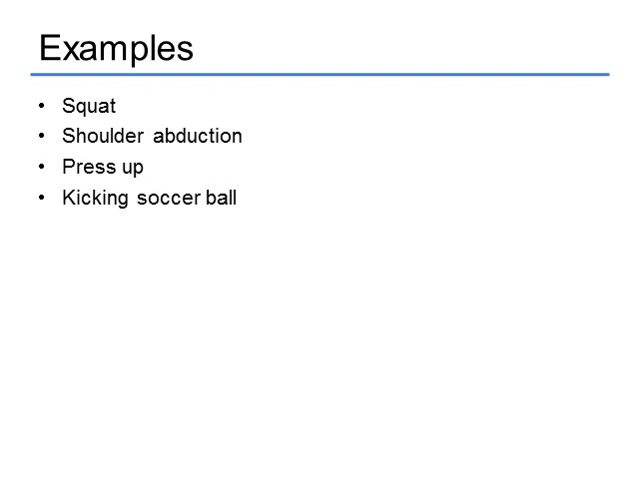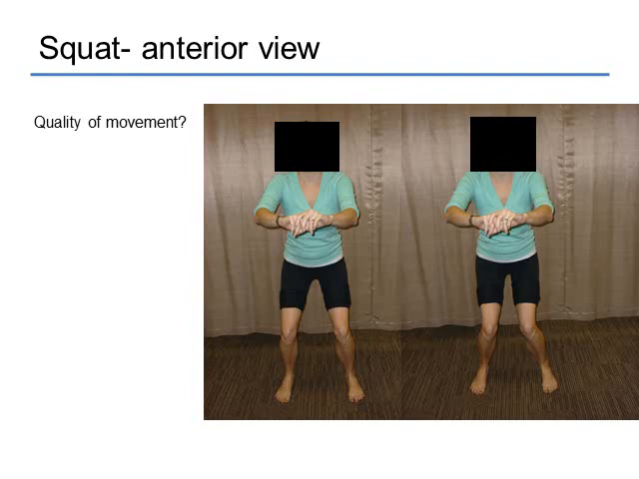So examples of what we're looking at and analyzing in the following weeks, and an example in this lecture, is the squat, the shoulder abduction, the press up, or kicking a soccer ball. In a squat, if we're looking at anterior view, you could see the person in the picture on the left there. You're looking at the symmetry of the feet, the alignment of the toes, the knee and the hip, the alignment and level of the pelvis, and the centering of the abdomen and the sternum over the midline of the pelvis or the pubic symphysis. With the hands out, you're looking at shoulder height as well.